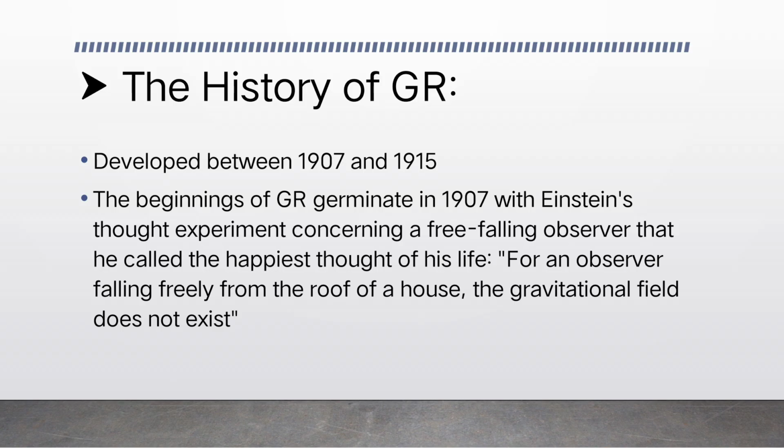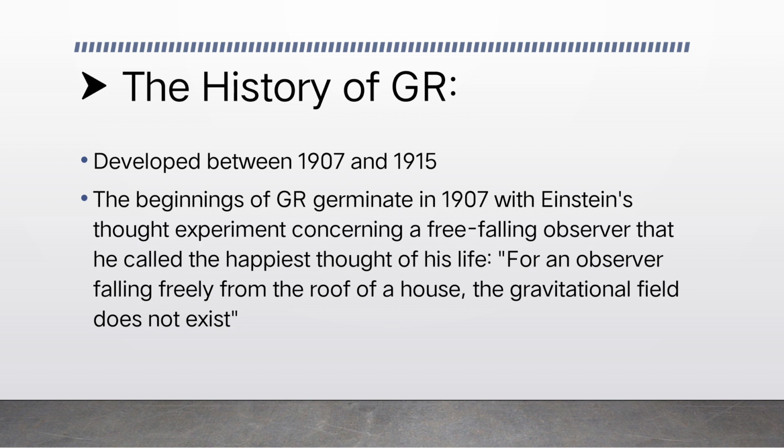The history of general relativity. It was developed between 1907 and 1915. In 1907, Einstein published his first paper applying special relativity to accelerating reference frames, which also predicted gravitational time dilation. In 1911, he published a paper predicting gravitational lensing. In 1912, Einstein focused on formulating a theory of space-time that was purely geometrical.